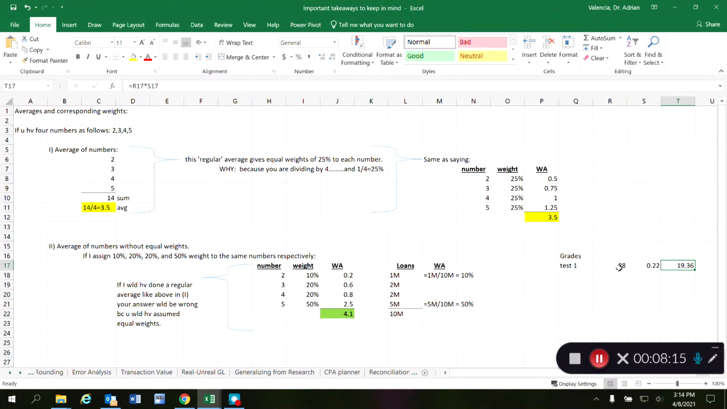Very important: when you do weighted averages, the weights always have to total 100%. So this always has to be 100% because you have to account for the whole thing. I'm going to highlight that, so this will be in red. If I sum this up over here, I'm going to get 100%. It always has to be for it to make sense. Again, that's in red, just to highlight that.